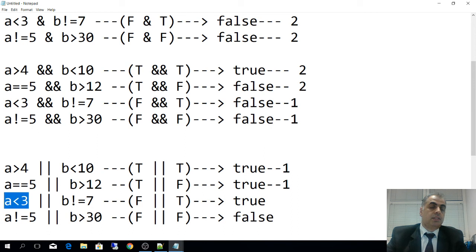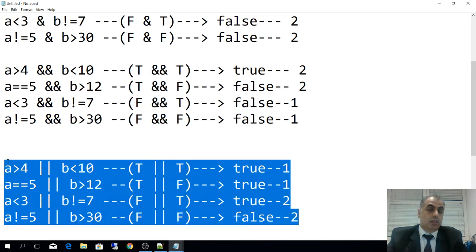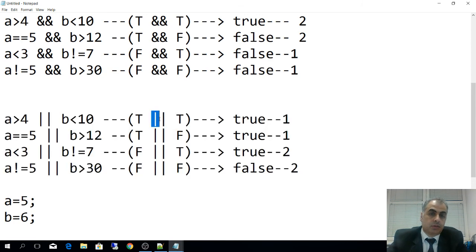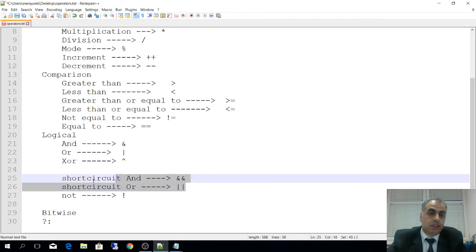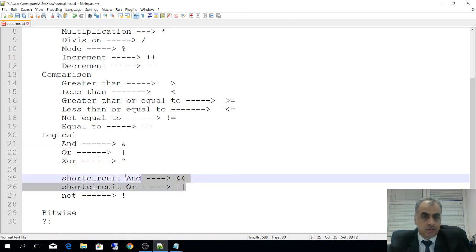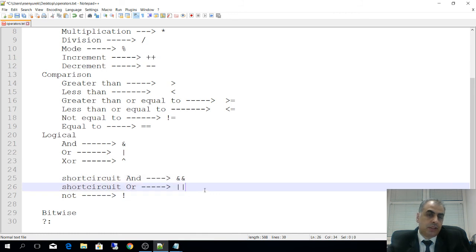Is A less than 3? No. Then depending on the second one, that's why we have to look at the second one. Then in two processes we decided that it is true. And the same logic for the false one. So as you see, this is the result for the double OR operator. It is the short circuit OR operator. In C# or mainly C based programming languages, we are using those operators.